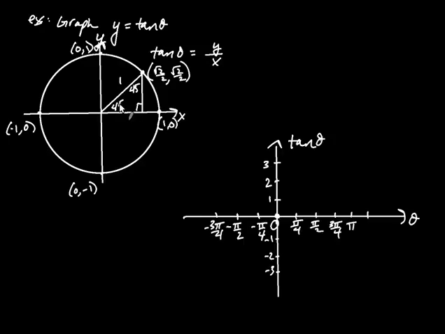So what is tangent of 45 degrees? Well, it's y over x. So y, root 2 over 2, divided by x, which is the same thing. So y over x is simply equal to 1. Let's go ahead and plot that point. When the angle is pi over 4, tangent of pi over 4 is 1, so right about there.